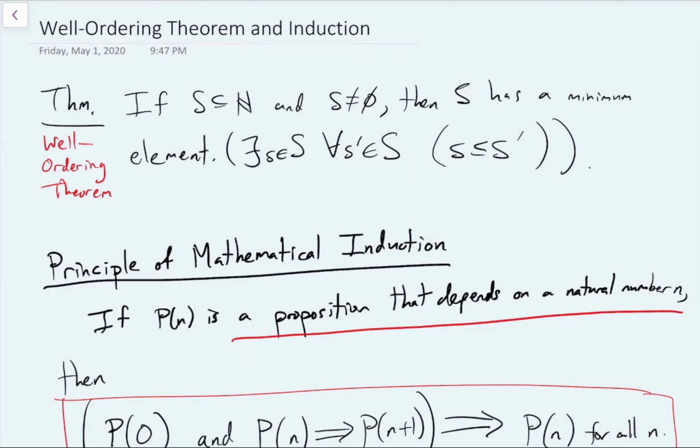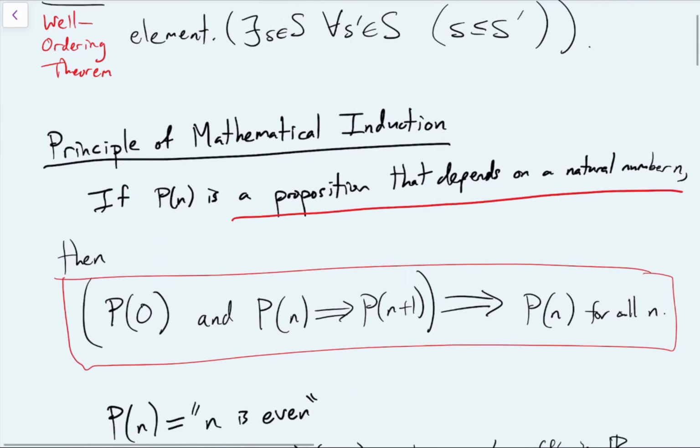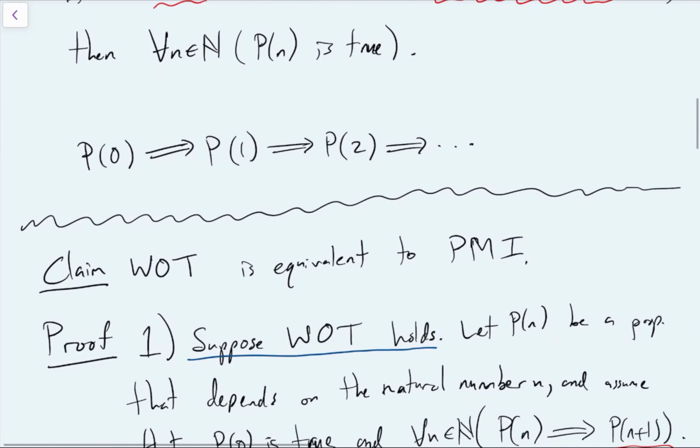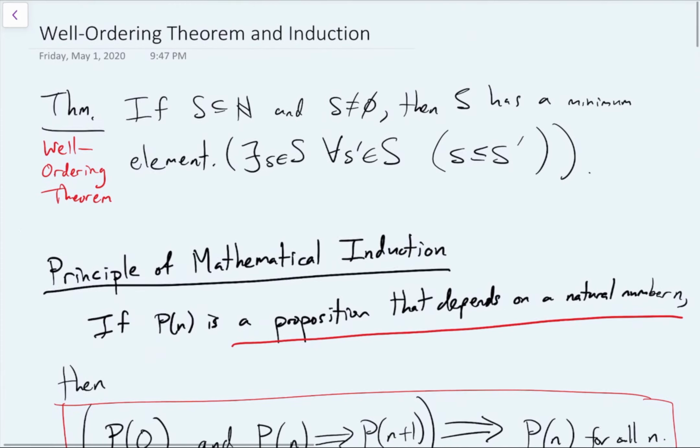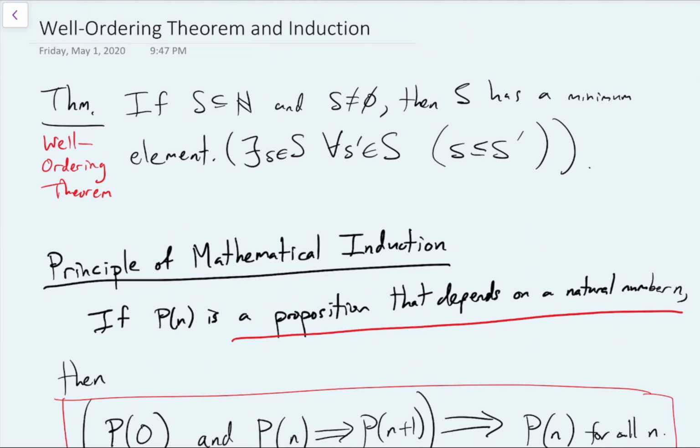But maybe one of these seems more intuitively obvious than the other to you. Maybe to you it seems like, oh, the well-ordering theorem is obviously true. Every non-empty subset of n has to have a minimum element. Or maybe to you it seems like the principle of mathematical induction is obviously true, that if P of 0 is true and P of n implies P of n plus 1, then P of n always has to be true. That maybe that's obvious to you. So whichever one of these is more obvious to you, this claim at least should justify that the other one is also true, because they're completely equivalent properties. Hopefully both of these statements seem intuitively obvious to you, but if not, that's fine too.